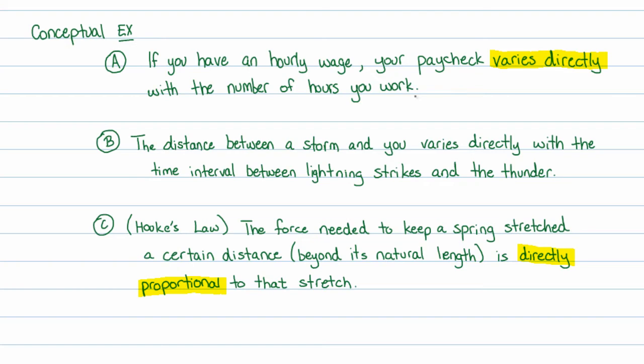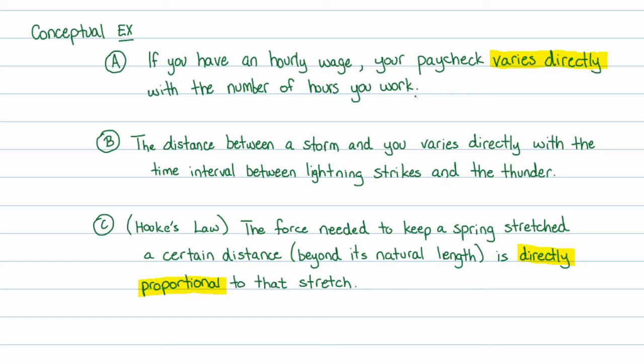Now the second example, the distance between a storm and you varies directly with the time interval between the lightning strikes and the thunder. You ever heard that, right? You see a lightning strike and you start counting, and then once the thunder goes off, you know that's how many miles away it is. It's not really true, it's a rule of thumb, but good enough. So in other words, the further you are away from the storm, the longer the time interval is between lightning strikes and thunder. The closer you are to the storm, well, the shorter the time interval is between the lightning strike and the thunder. That's a real world variation problem.